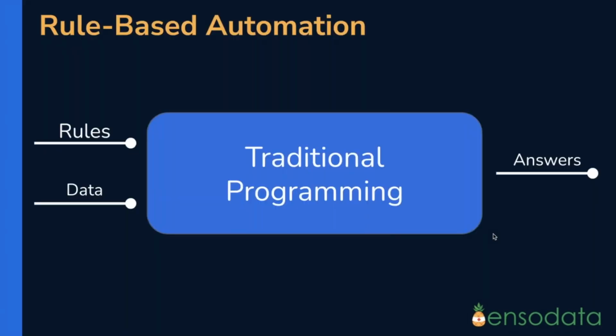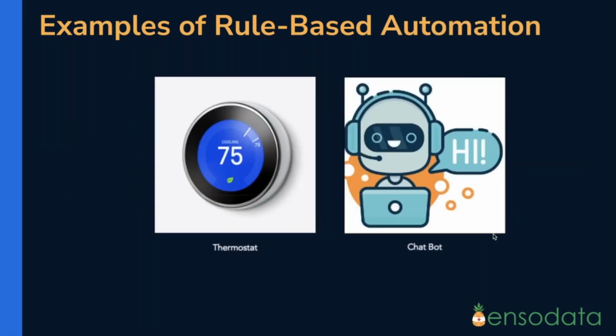This figure tries to illustrate the idea of rule-based automation a little better. In general, it is about using explicitly defined rules, like I mentioned before, and seeing how the data interact with these rules in order to come up with some sort of answer, outcome, or output. Here are a few examples you might be familiar with from your day-to-day lives. The first one is a thermostat, right?